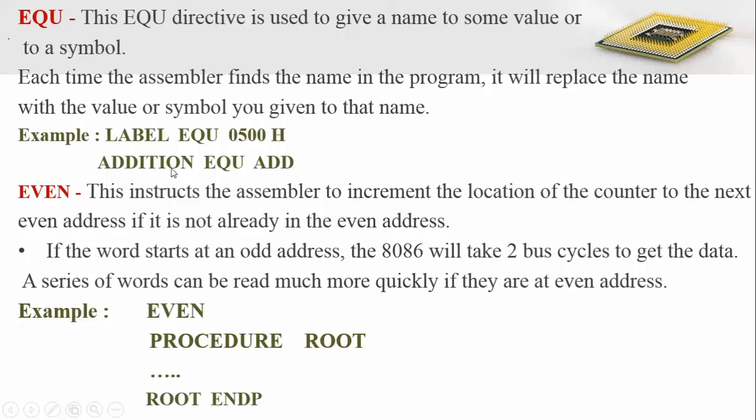So this user defined name, addition, is equated to an instruction or mnemonic. After this instruction, instead of using the add instruction, we can use the term addition instead of add. After executing this one equate statement inside the program, we can use the name addition instead of the add instruction. This is the usage of this EQU.